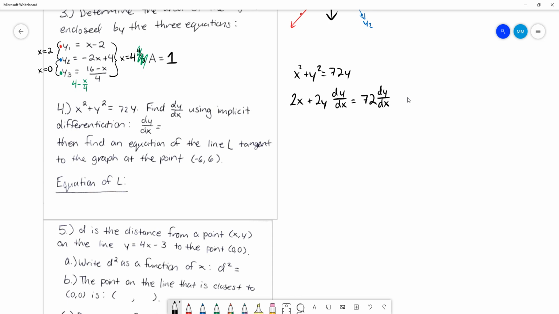And then from there, we just have to solve for dy/dx. So I'm going to put both my dy/dx's on the same side. So it's going to be 2x equals 72 dy/dx minus 2y dy/dx. And then I'm going to factor out that dy/dx. So it's going to look something like this.